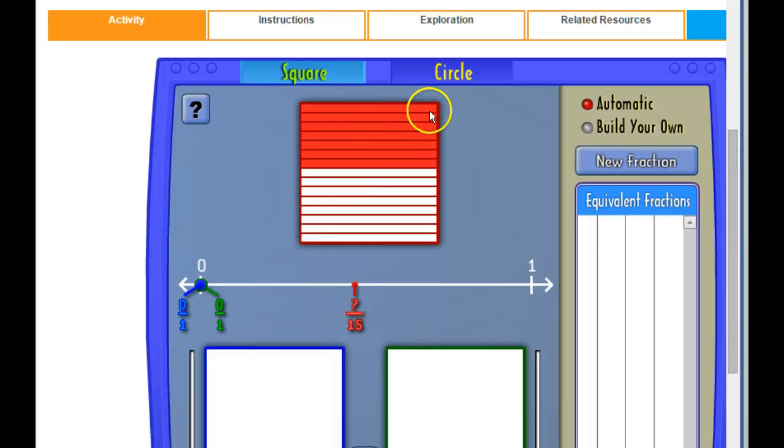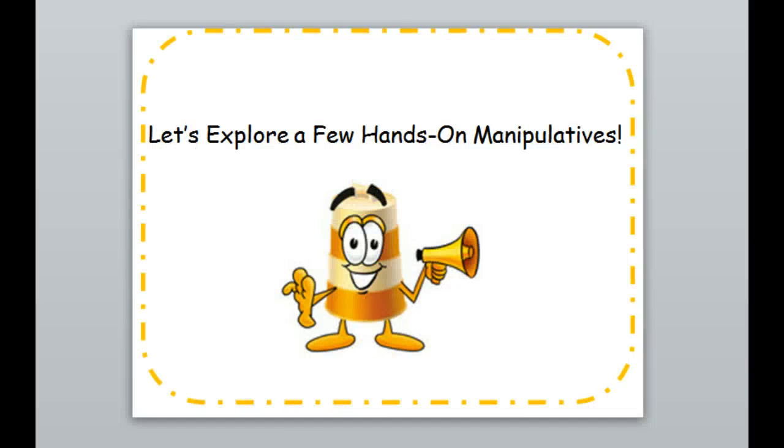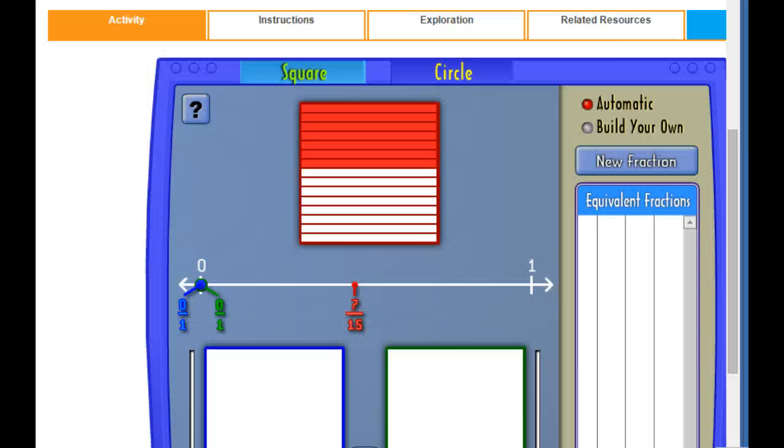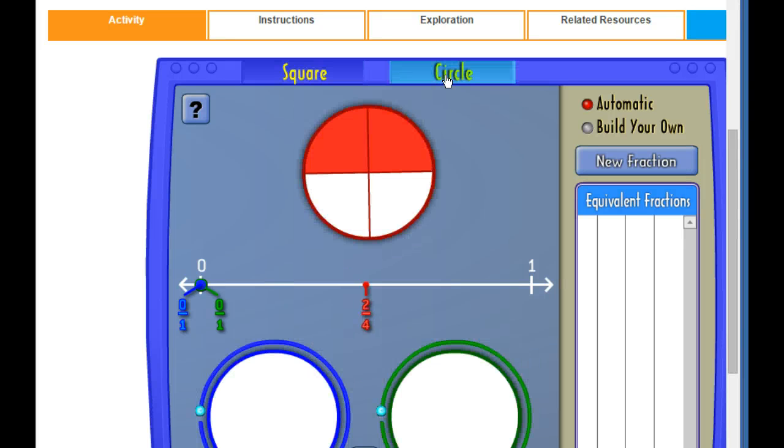As you can see right here, we have something that's divided into 15 parts, and we have 7 of those 15 highlighted. So if we want to create something that's equivalent, you could do that here in these circles. Sorry, let me go minimize that a second. You can go back to do that. You can also experiment with circles and create equivalent fractions.